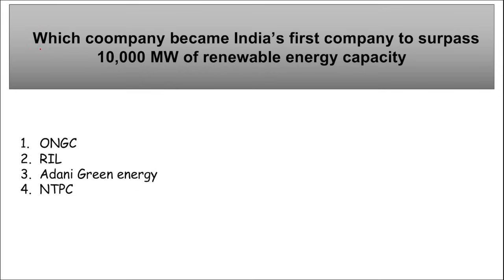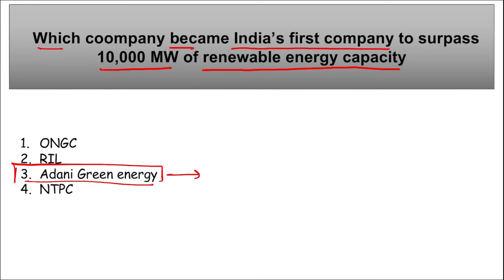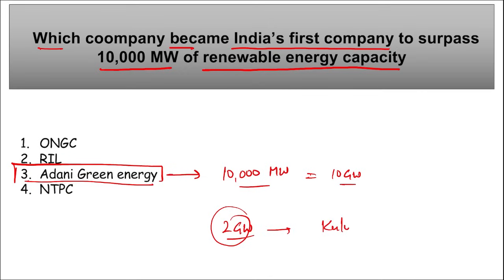Next is: which company became India's first company to surpass 10,000 megawatts of renewable energy capacity? So which is that? It is AGEL, that is Adani Green Energy Limited. This became the first Indian company to surpass the mark of 10,000 megawatts of renewable energy capacity. Right? This 10,000 megawatts, or we can say 10 gigawatts. And AGEL achieved this feat after the commissioning of 2 gigawatts of solar capacity in Kutch, Gujarat. Right?